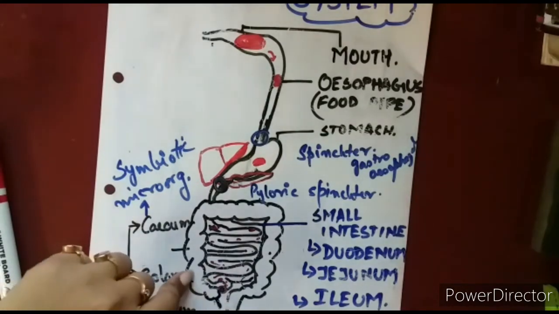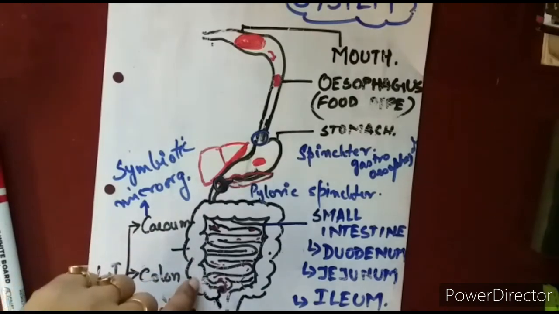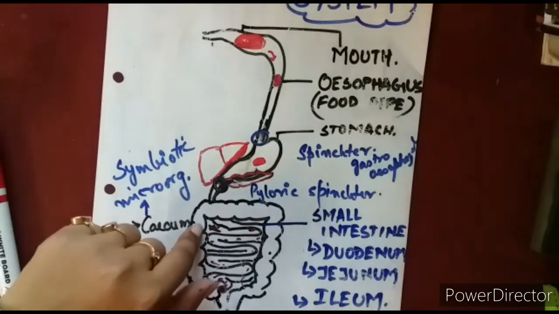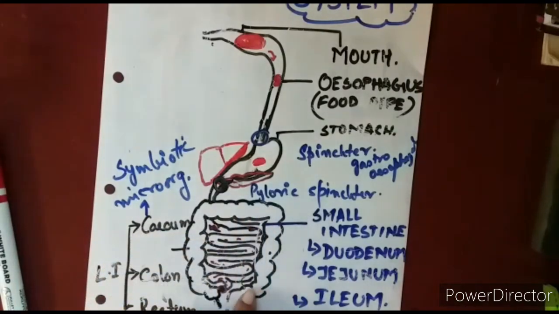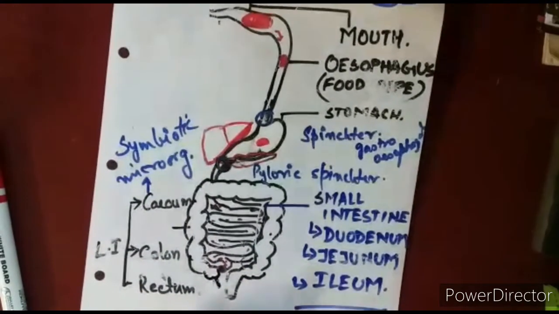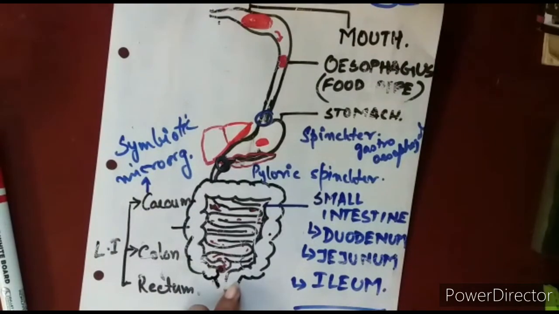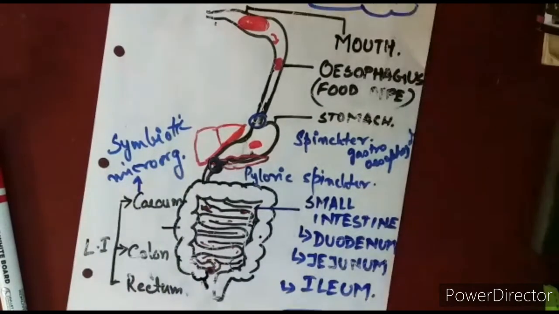And then the colon is there in the large intestine: ascending colon, transverse colon, descending colon, and finally the sigmoid colon, and that will lead to the region of the rectum, where the anus will expel out the undigested food, and hence the process of digestion will be over.